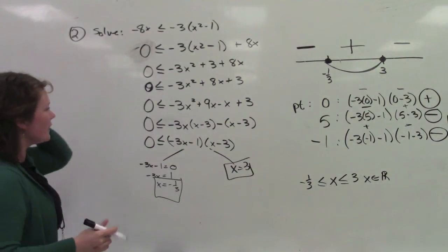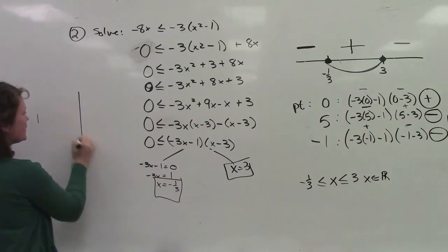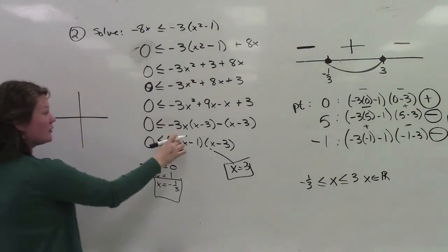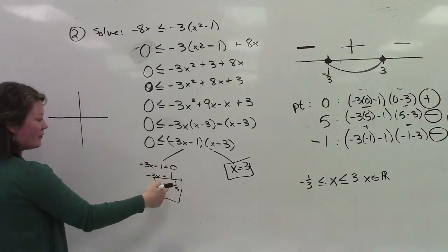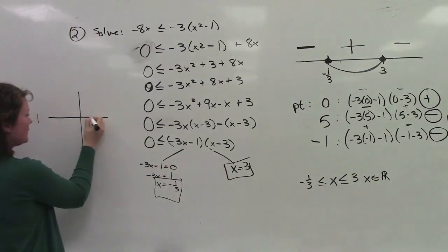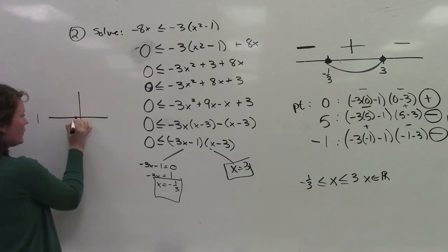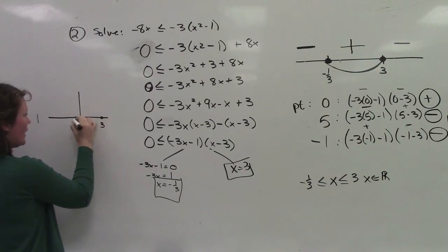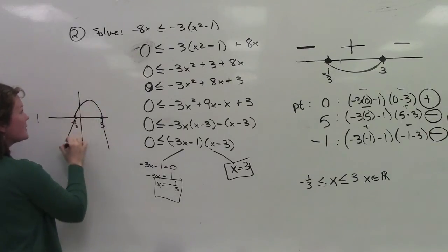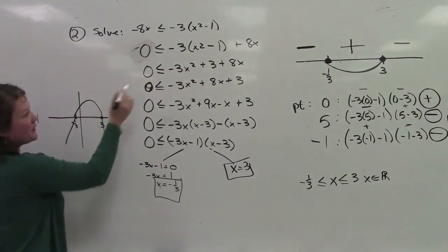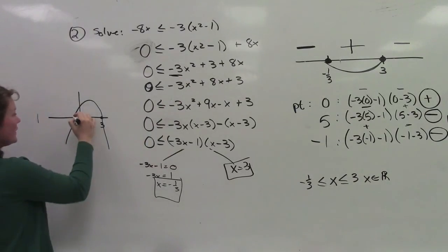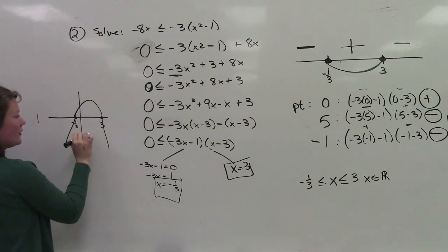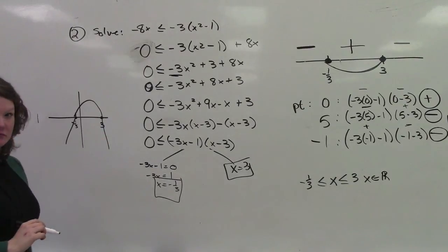Again, if I were to do a quick sketch of this, let's see why this makes sense. I know it's going to be opening downward, and I'm going to have my zeros at x at negative 1/3 and at 3, and it's opening downwards because the a is negative. So I know that it's going to be positive between negative 1/3 and 3. That's it.